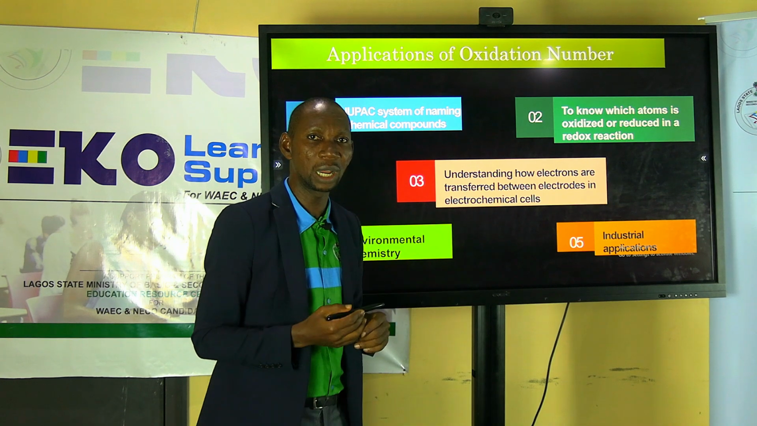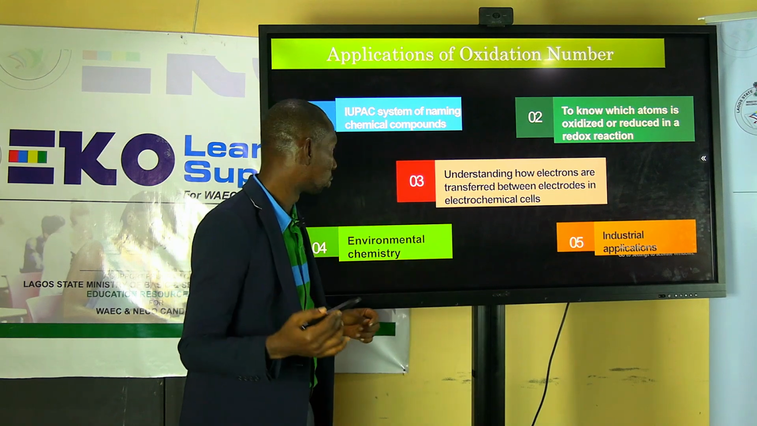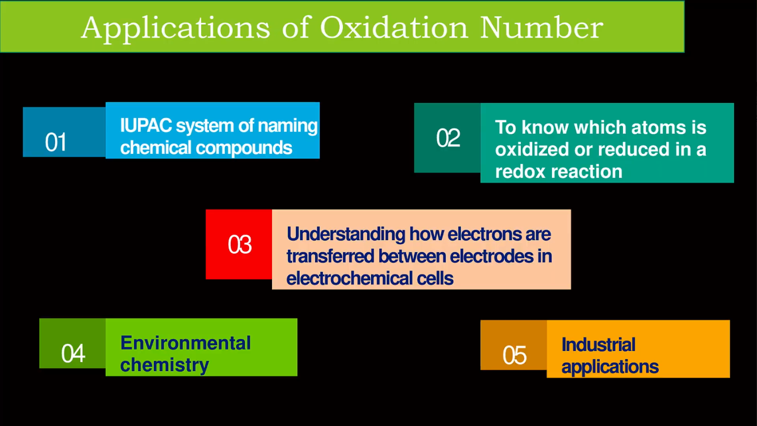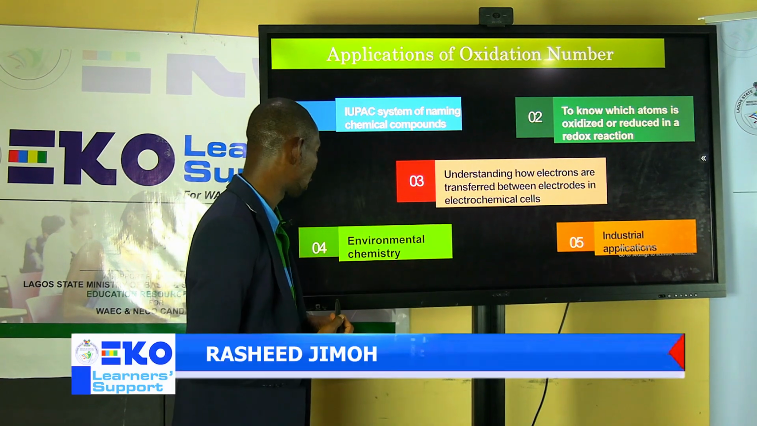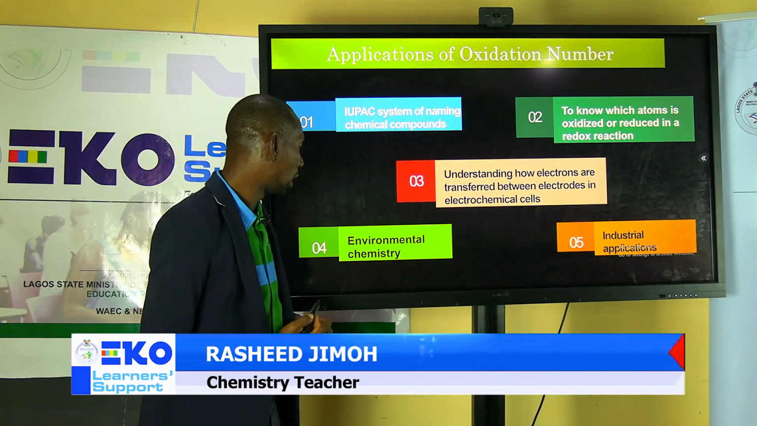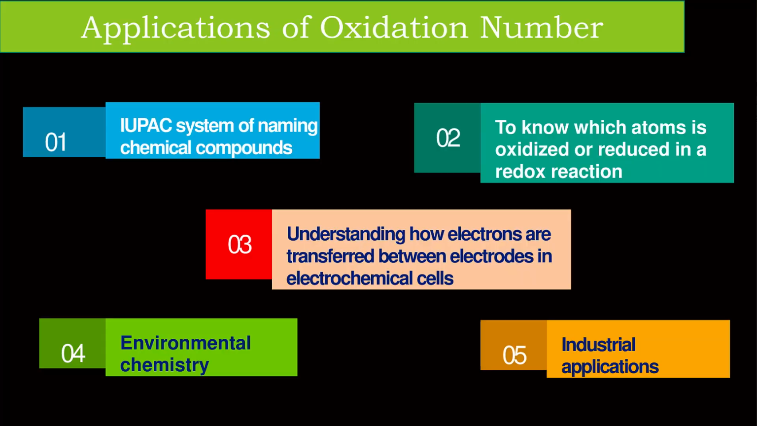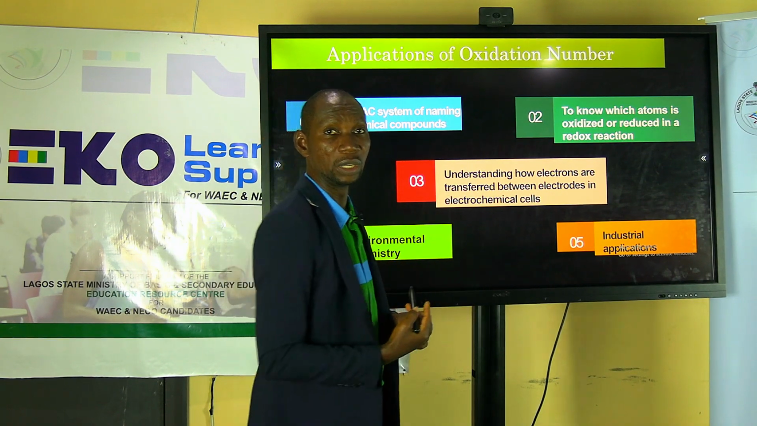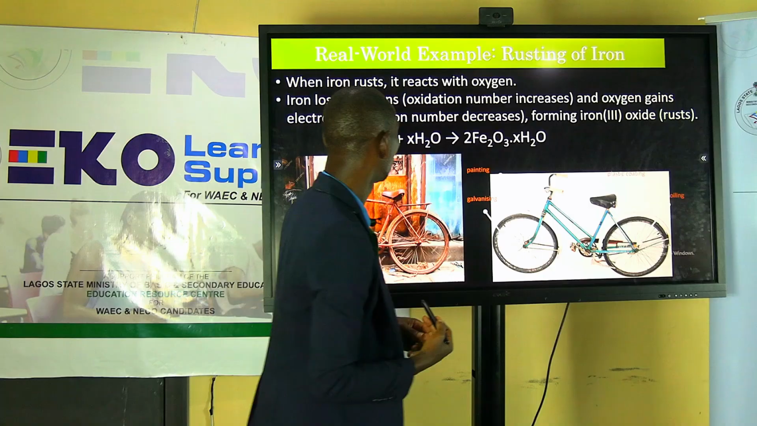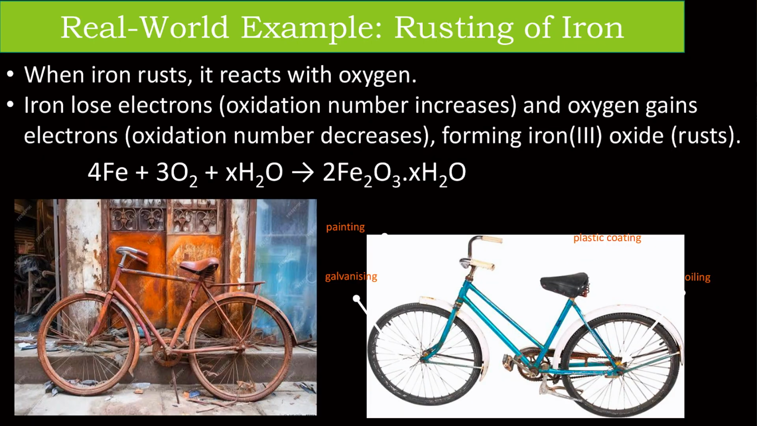That's another special kind of reaction, which oxidation number is central to. You will need it to understand how electrons are transferred between electrodes in electrochemical cells, what we call batteries. It's also very important in environmental chemistry and finally in so many industrial applications. And you can now see how important this topic is.